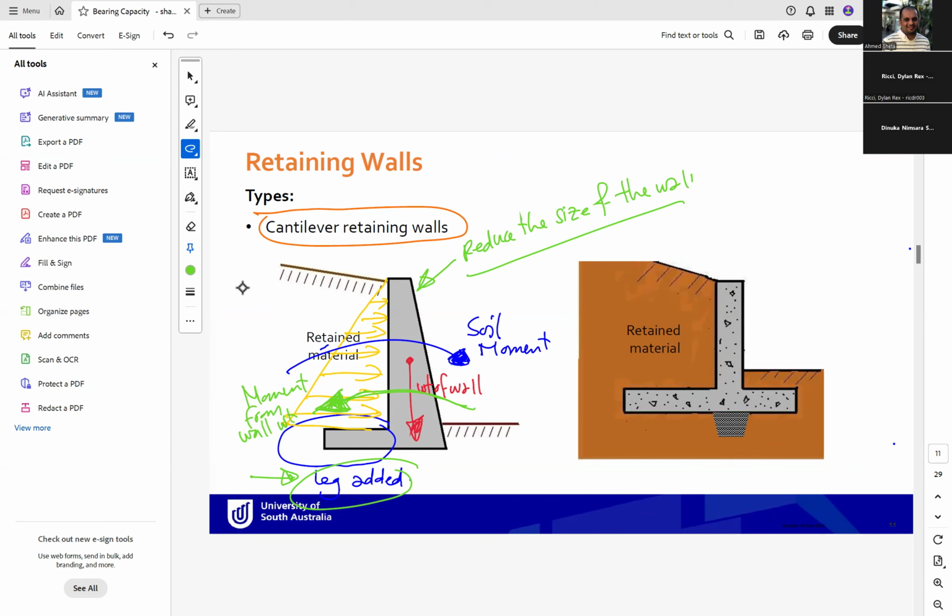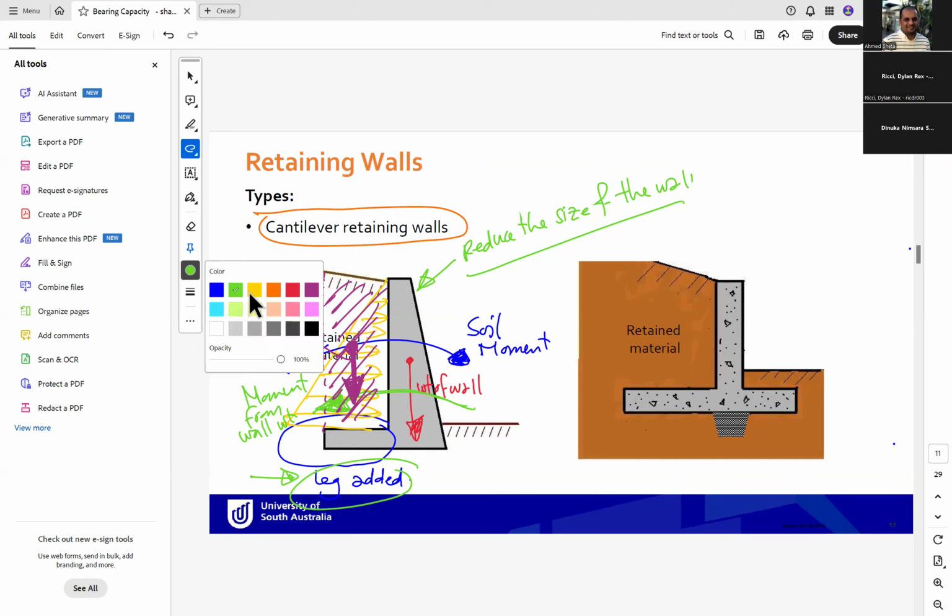Okay, but what happened here? What have we added here? We have added another component of soil weight. Because when we added this leg, the leg is carrying some soil on top of it. So this soil will have another weight. So we have the weight of soil on top of the leg.